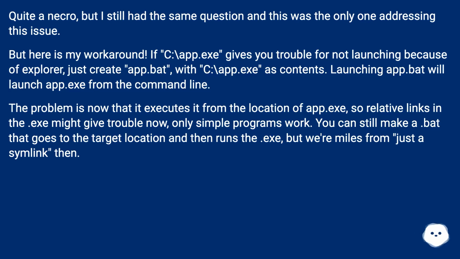The problem is now that it executes it from the location of app.exe, so relative links in the .exe might give trouble now, only simple programs work. You can still make a .bat that goes to the target location and then runs the .exe, but we're miles from just a symlink, then.